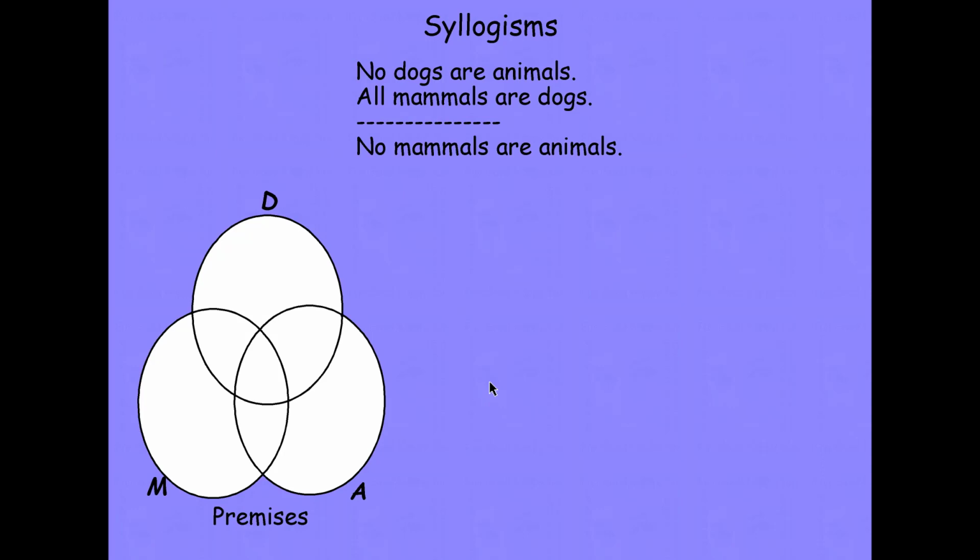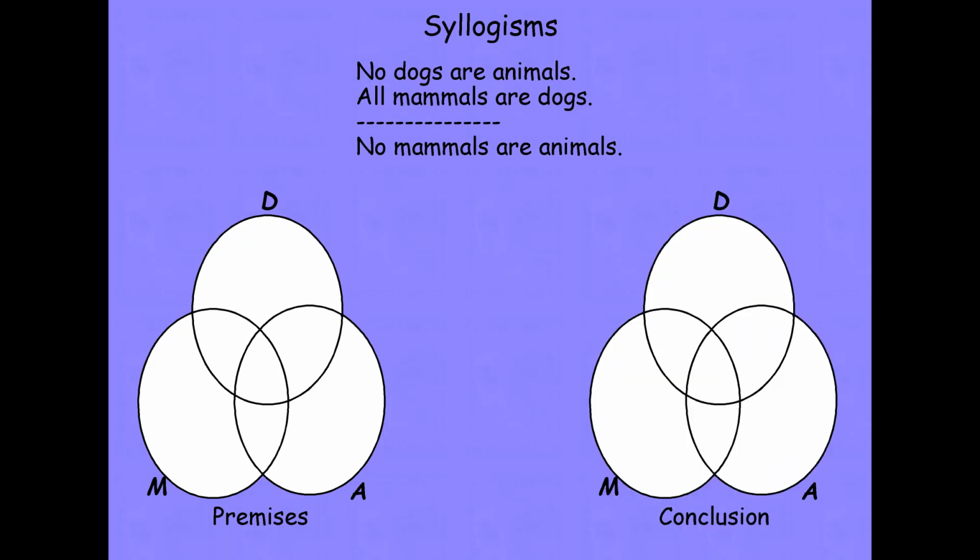Syllogisms have 3 classes. My subject of my conclusion, my minor term, also in the minor premise, goes in the bottom left. The predicate of my conclusion, a major term, also in the major premise, goes in the bottom right. And then the middle or bridging term, the one that's in both premises, goes up top. Premise diagram, conclusion diagram, same labeling.